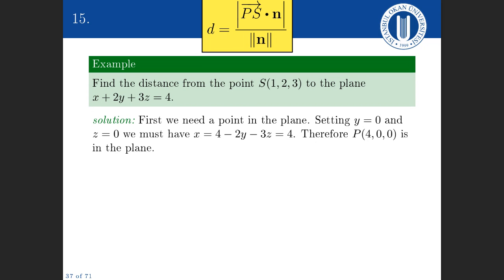I could have chosen that x is 0 and z is 0, and then my equation would be 2y is equal to 4, so I would choose y equal to 2. The point 0, 2, 0 is also on the plane. It also satisfies the plane equation. We need a vector which is normal to the plane. That's very easy. The numbers in the plane equation are 1, 2, 3, so clearly the normal vector would be i plus 2j plus 3k.